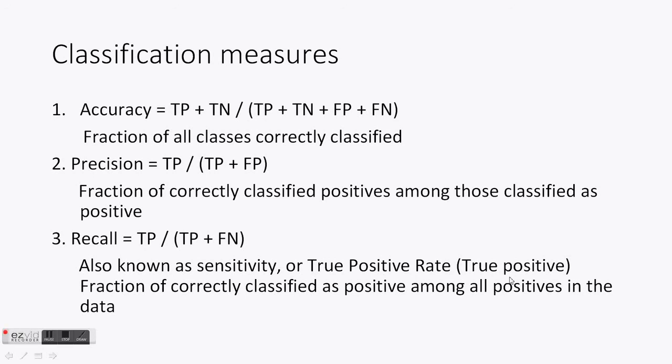Here you have the true positives and you also have the false negatives. A false negative is when the tissue is not cancerous, but you have incorrectly classified it as positive. So it is known as sensitivity. Recall is true positive divided by true positive plus false negative.